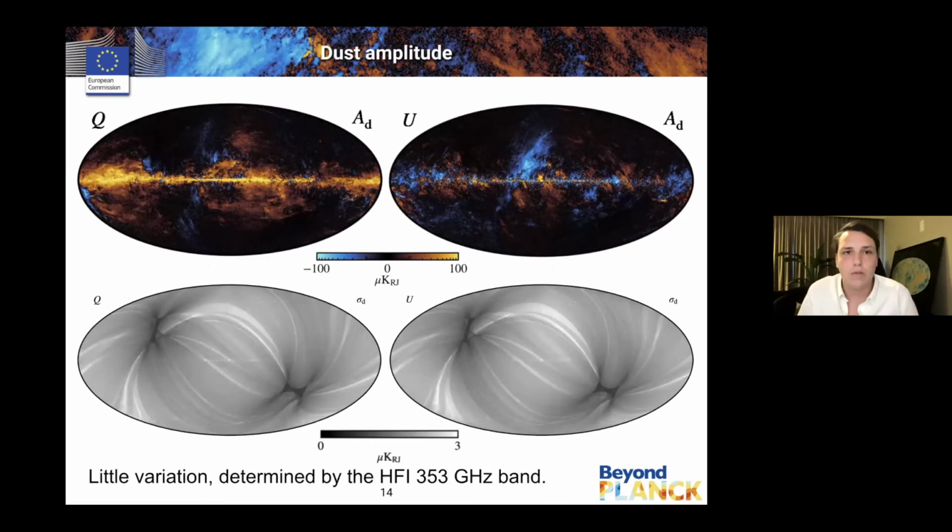So over to the dust amplitude. Again, this is almost deterministically set by the 353 channel, but the maps are pretty nonetheless. And we see here an animation over 200 samples where the noise fluctuates over the full sky, but there's almost no change along the galactic plane.